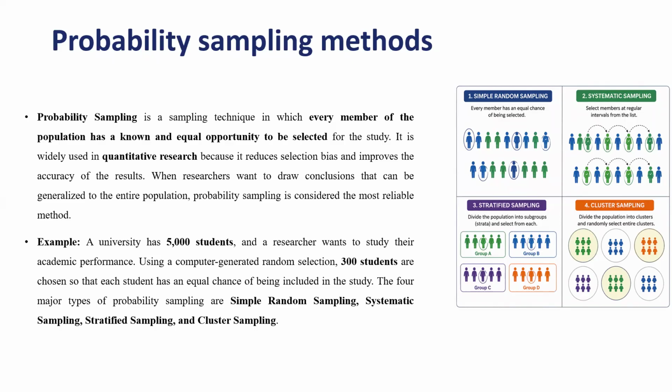So when researchers want to draw a conclusion that can be generalized to the entire population, probability sampling is considered the most reliable method. For example, there are 5,000 students and the researchers want to study their academic performance. Using computer-generated random sampling, 300 students were chosen so that each student has an equal chance of being included in the study. Here we have four types of probability sampling: simple random sampling, systematic sampling, stratified sampling, and cluster sampling.